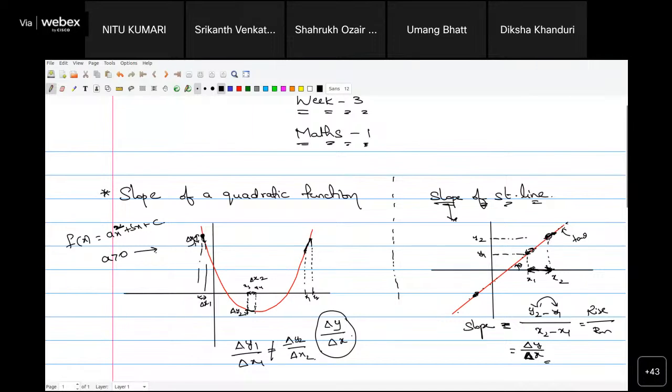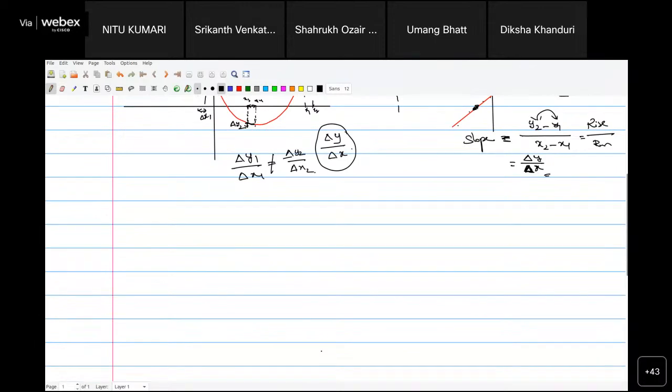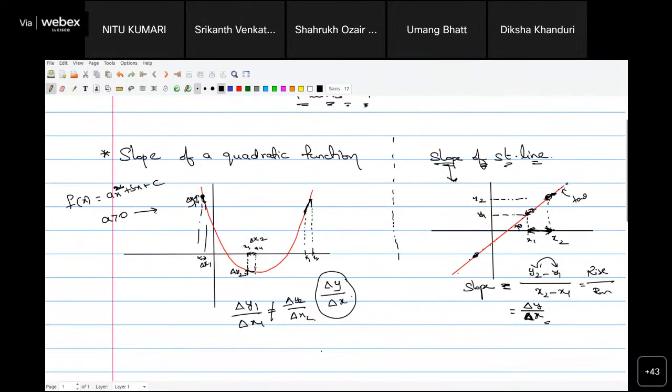And can we get a closed form out of this? Like we got tan theta as the slope of that line, can we get any closed form which works for every point? And the answer is yes. How we can get it, let's see. But before that, what should be your main takeaway from this is, unlike the slope of a straight line, here the slope of a quadratic function varies at each and every point. So this is what you should understand from here.